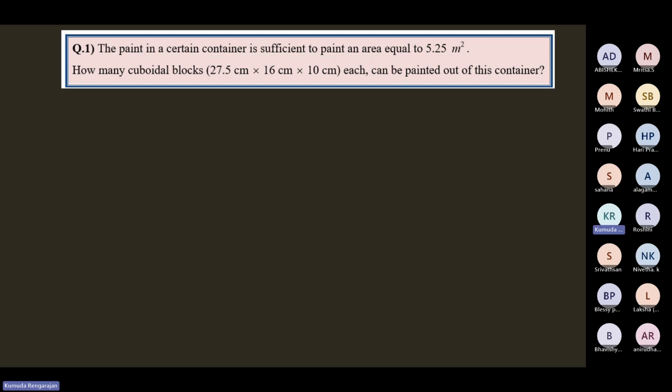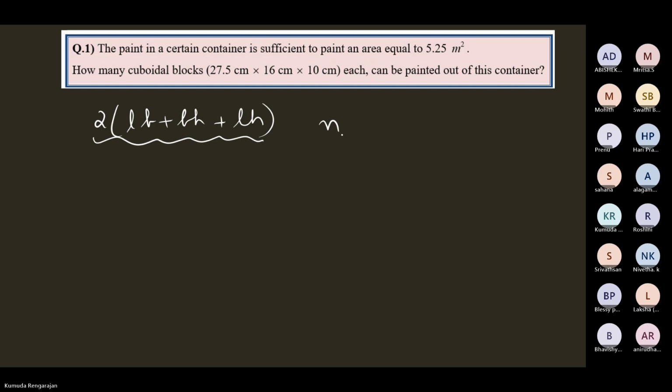Now, the total surface area of one cuboidal block is given by the formula 2 into (LB plus BH plus LH). This is the TSA of one cuboidal block. Why are we finding the total surface area? It is the area which has to be painted, and this is the area of one cuboidal block. Like this, how many can be painted? We don't know. So let the number of cuboidal blocks that can be painted be n.